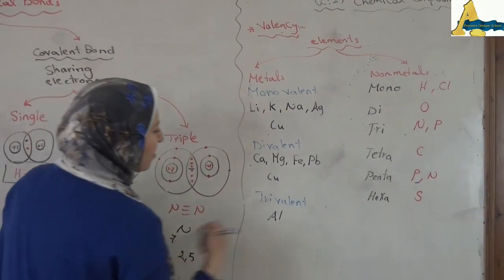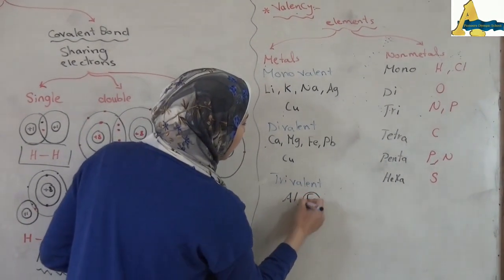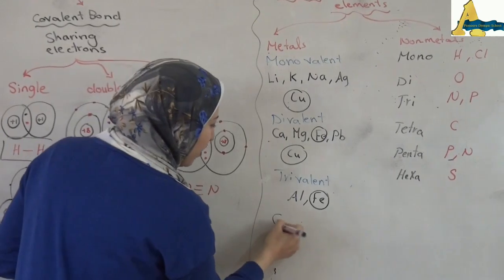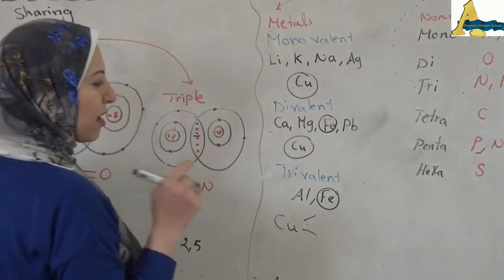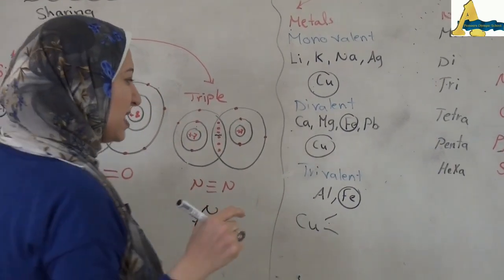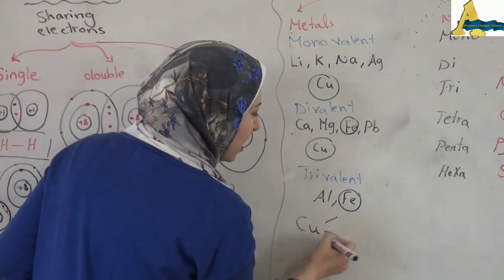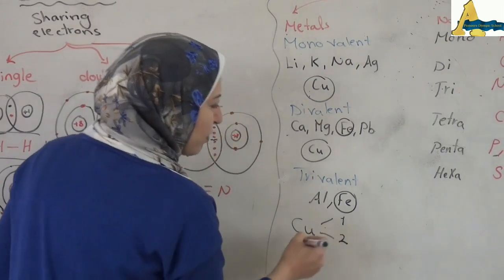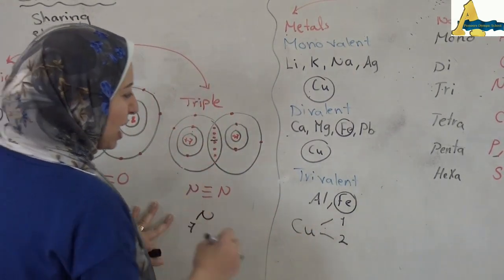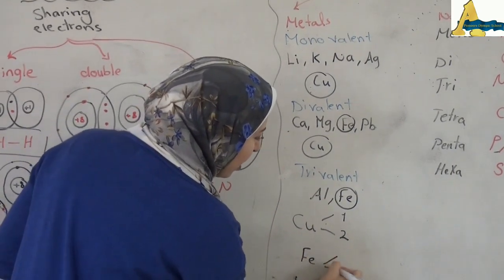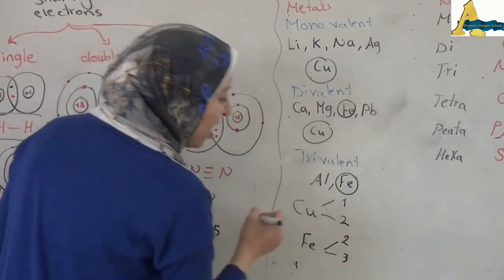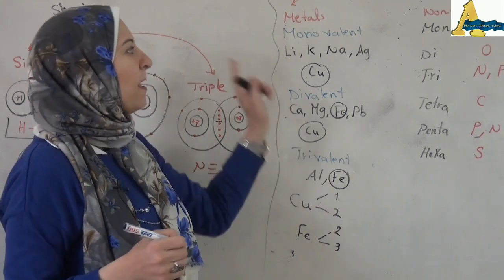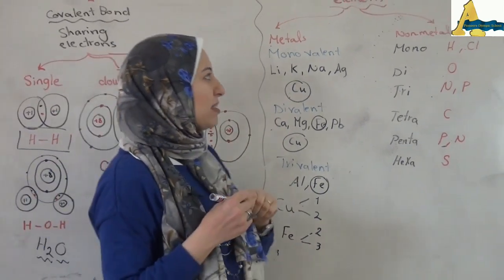We can notice here that we have 2 valences for iron and 2 valences for copper. Some metallic elements have more than 1 valency, like copper, which can be 1 or 2, so mono and divalent. Iron, Fe, can be 2 or 3, which means that it can be di or trivalent. Another examples for the nonmetals.